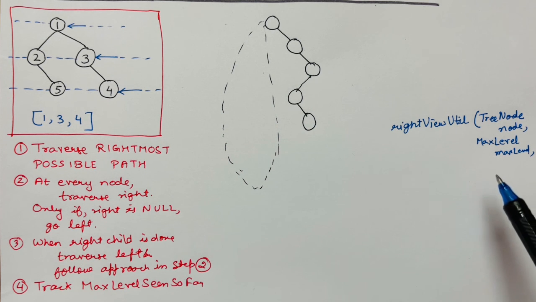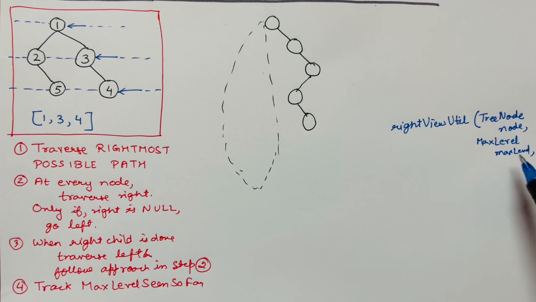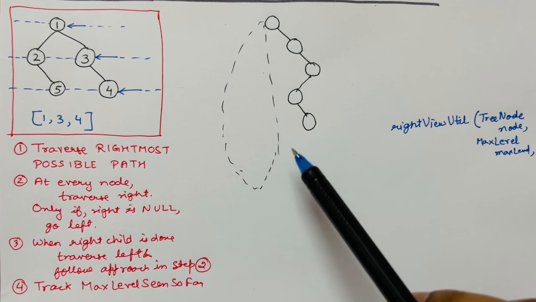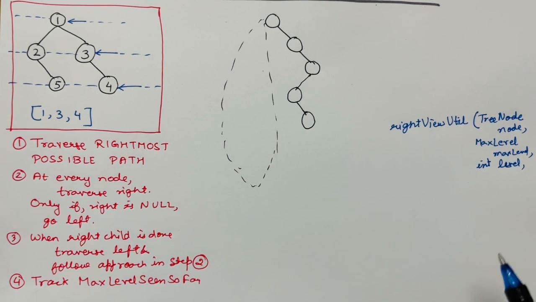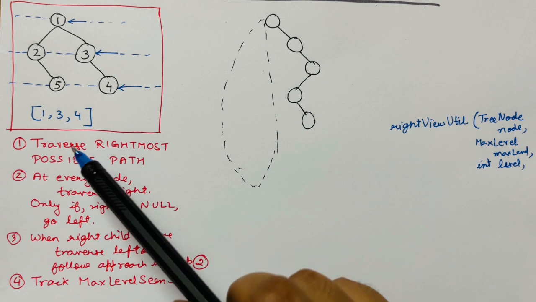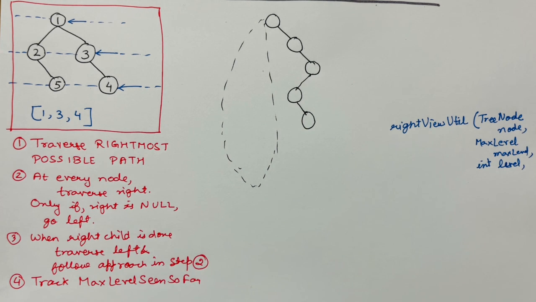Then, since we have to compare at every node whether its level is greater than the max level that we have seen so far, that means we need another variable that denotes the level of the node. So we have int level. Then we need to store our answer in a list of integer. So a list of integer result will also be passed.